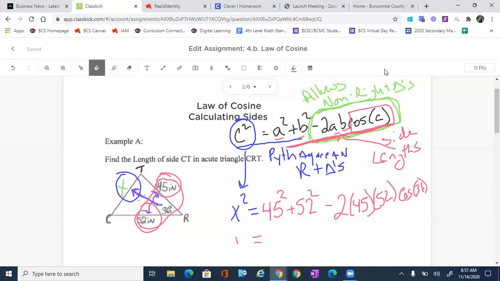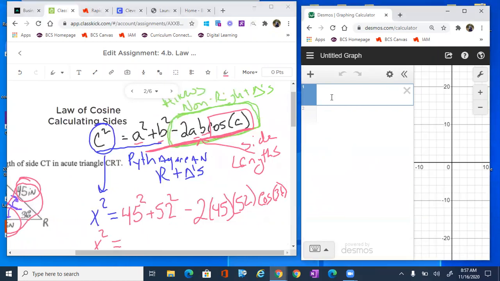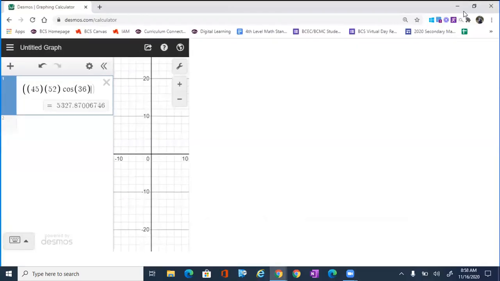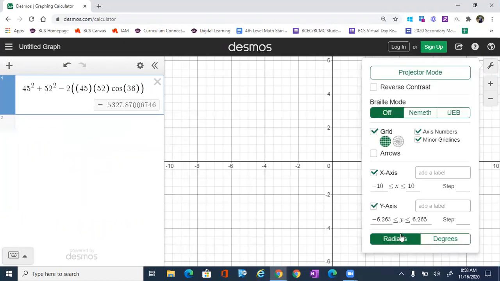Now, the great thing about the law of cosines when you are just solving for a side is there's not much to do algebraically. We just type it in. So that's what I'm going to do. I'm going to put 45 squared plus 52 squared minus 2 times 45 times 52, and then I'm going to multiply by cosine of 36. The one thing I have to make sure of, because you're going to notice I've got some weird numbers coming out of here, is that I'm in degree mode. So I go to graph settings. I'm in radians. That's a big no-no for this problem. So I'm going to make sure that I am in degrees. You'll notice that the answer changes to 942.